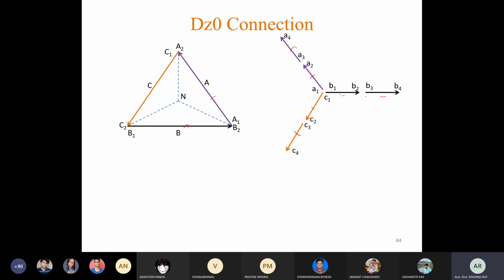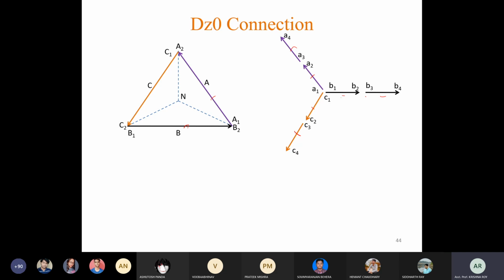But if we short all the two terminals, then their direction will change. Okay, so we can change the direction by changing the connection, or we can shift all these phases parallelly. Okay, so how to make this Z connection?